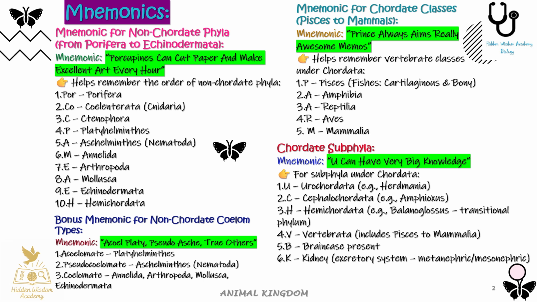Now for their coelom types: Acoelomate, Pseudocoelomate, Eucoelomate, which means Platyhelminthes are acoelomates, Aschelminthes are pseudocoelomates, and the rest are true coelomates. Now let's jump to chordates.